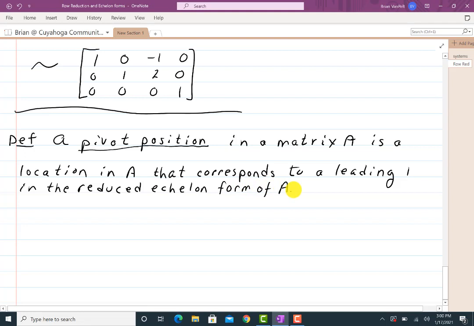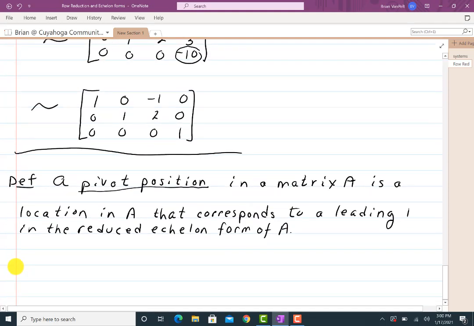So this is sort of complicated. A pivot position is not something that you can locate immediately. It depends on how the matrix shakes out. So let's go back to the previous example. You know what the pivot positions are only when you're completely done with the matrix. So we knew this was a pivot position, this was a pivot position, and this was a pivot position. They're all the places where the leading ones would have occurred.